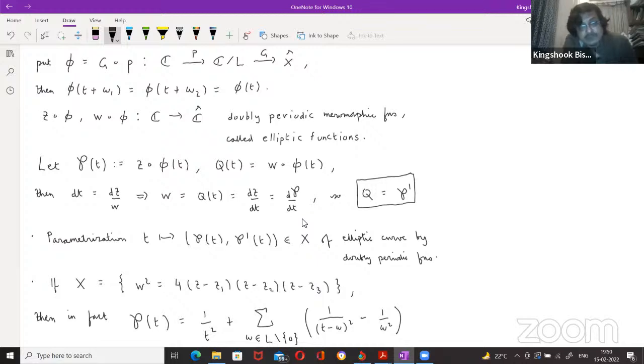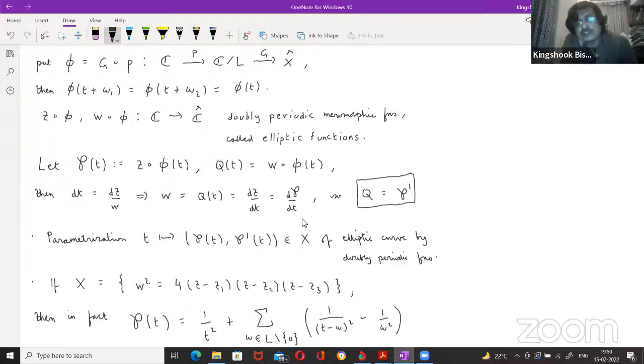So we have that as before, dt is dz over W. So if I solve for W, then W, which is Q of t, is the same as dz over dt. So Z was P of t. So this will become dP/dt. So that means Q of t is dP/dt. So Q is equal to P prime.